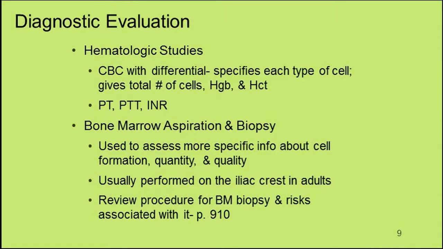A CBC with differential, and sometimes they'll do what's called a manual differential, where the lab actually physically looks at a slide of a person's blood cells underneath a microscope, and they physically count the number of red cells, the number of white cells, the number of platelets. That's termed a manual differential. Of course, PT, PTT, INR would have to do with our platelets and our clotting factors.